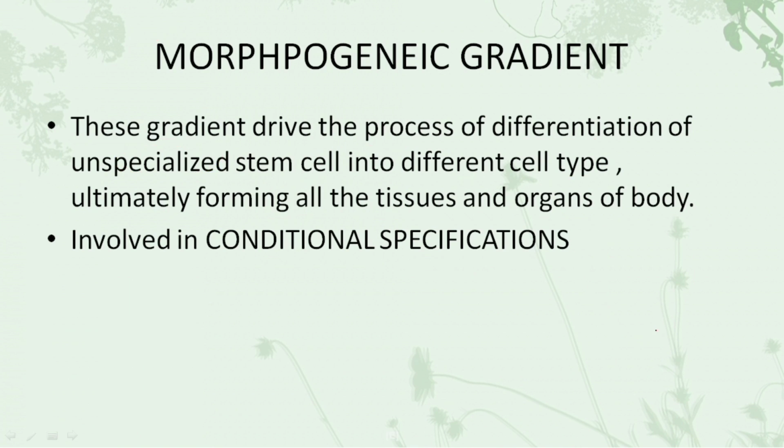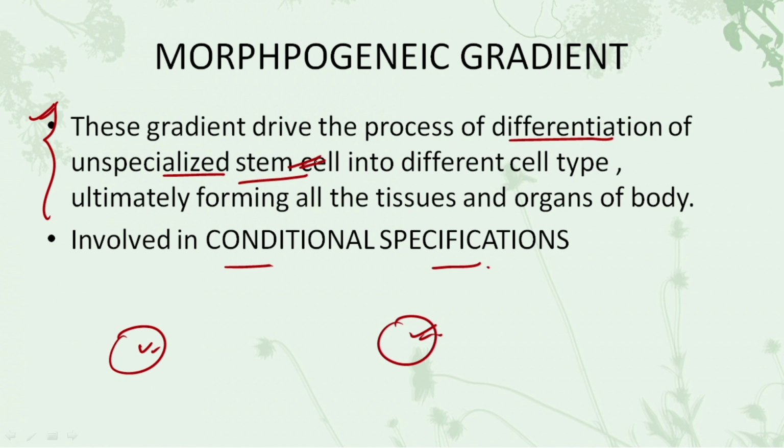Just remember in this particular lecture that the morphogenic gradient is involved in conditional specification, and also this gradient, that is the difference in the concentration of the morphogen, actually drives the process of differentiation of the unspecialized stem cell. Now what is differentiation and what is an unspecialized stem cell, we have discussed all this in the last video. So you have to watch that video for a better understanding.